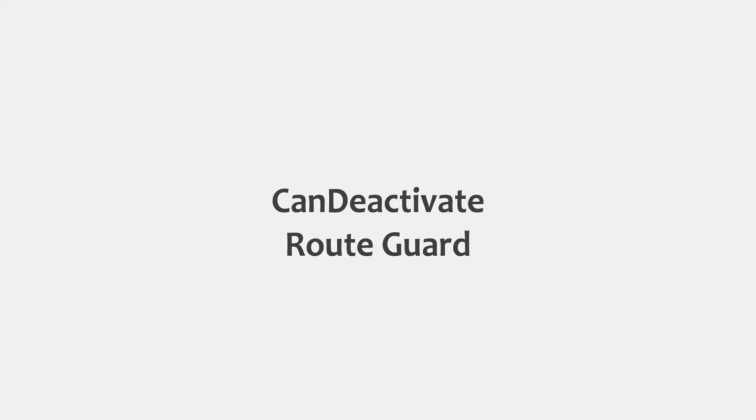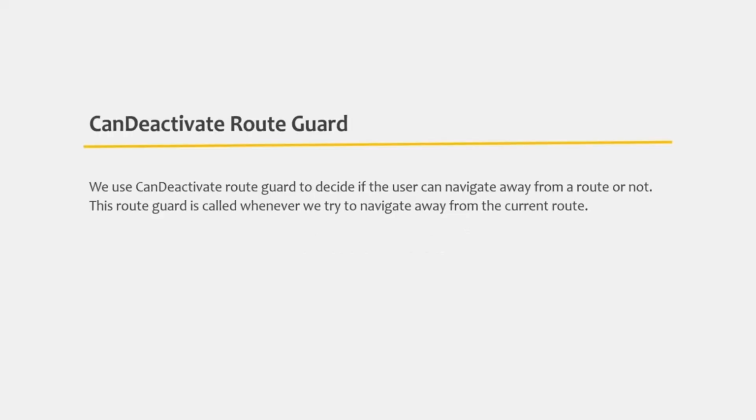In this lecture, let's learn about another route guard of Angular called the CanDeactivate route guard, what its use is, and how to implement it. So we use the CanDeactivate route guard to decide if the user can navigate away from a route or not. And this route guard is called whenever we try to navigate away from the current route.